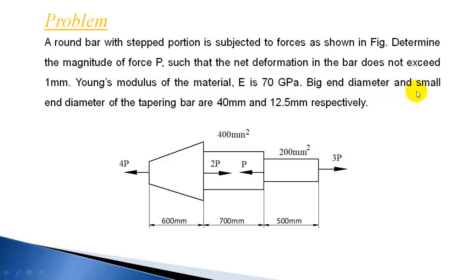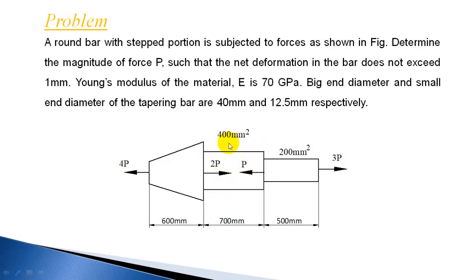Big end diameter and small end diameter of the tapering bar are 40 mm and 12.5 mm respectively. So this is the tapering portion. The big end diameter is given as 40 mm, the small end diameter is 12.5 mm, and these other portions are uniform cross section.